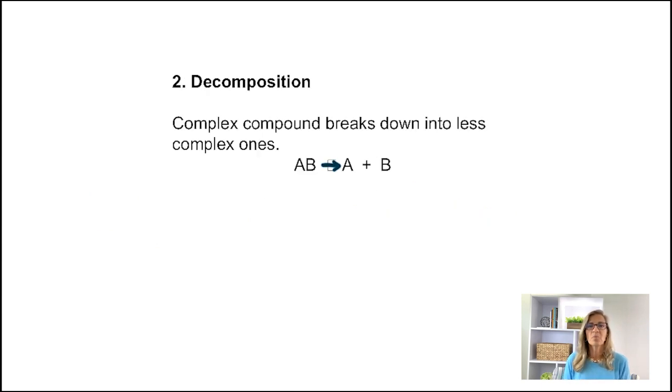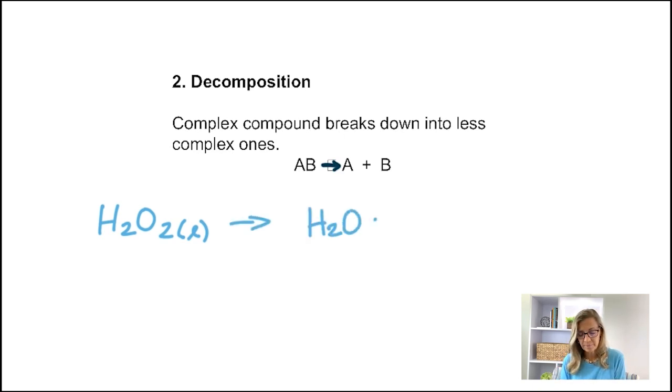And you know that word, it just means to break down. And so we have complex compounds breaking down into less complex. And so I'm giving you this little generic format, AB breaking down into A and B. So one that is kind of interesting is hydrogen peroxide. There's the formula. It actually decomposes into water and oxygen gas.